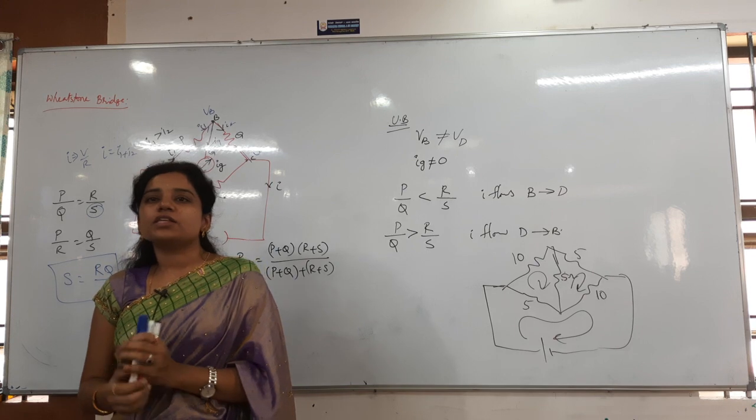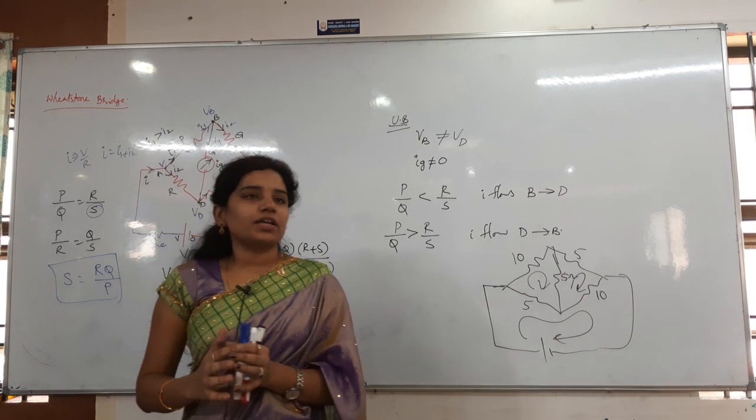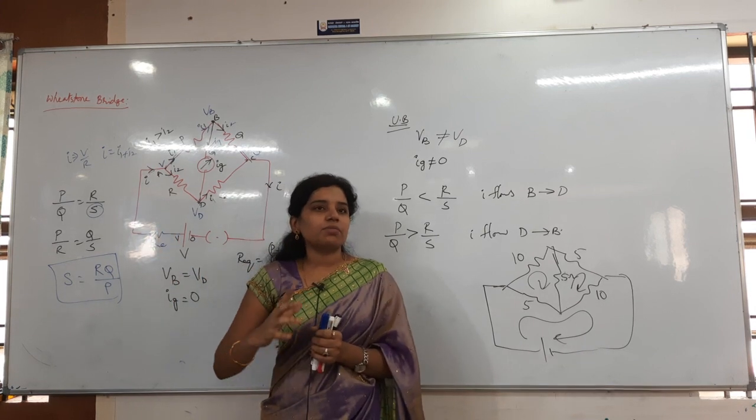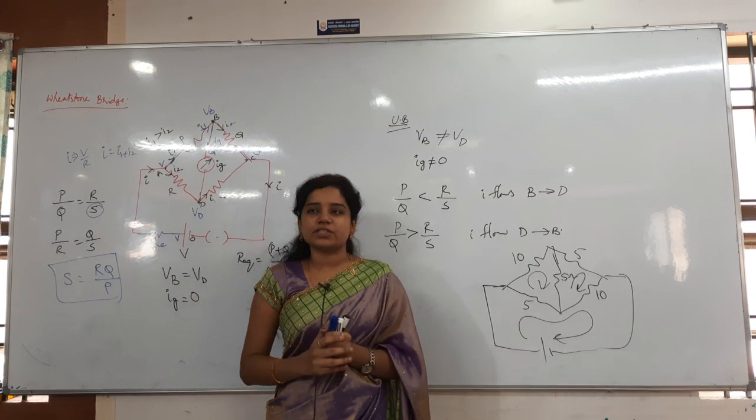So always the sum of the resistance by number of resistance will never change. That is how much always? 5 only. So sum of the resistance by number of resistance.